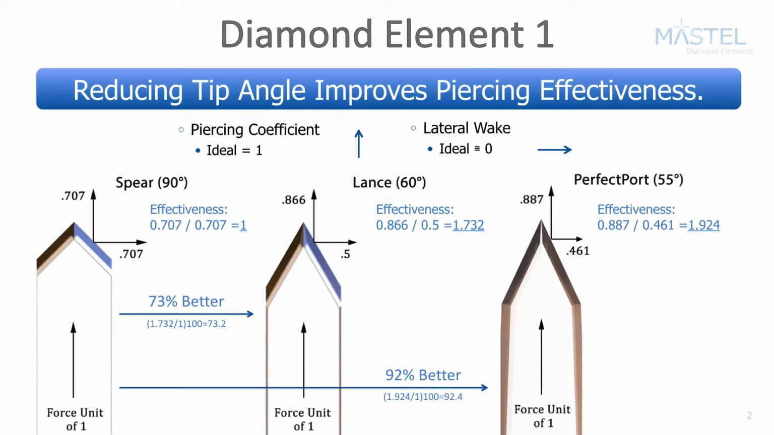In Diamond Element 1, we compared three differently dimensioned piercing tips using vector mathematics. We showed that by reducing the tip angle from 90 degrees to 60 degrees, we could decrease the piercing-induced stress on the cornea by 50%.